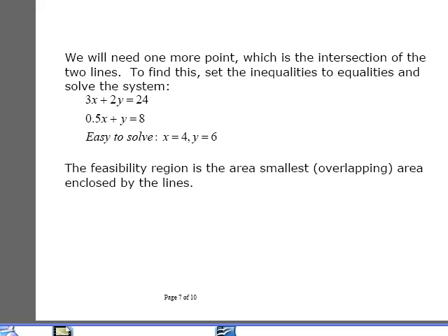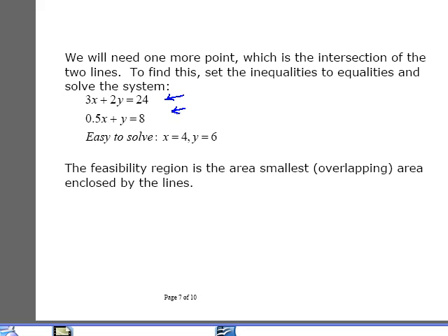We're going to need one more point, but you don't have to see if you need this point until you've drawn the graph. There's a homework problem where the lines never cross, or at least they don't cross in the first quadrant, so you don't need to find this. But say you needed to find the place where they crossed, you would make those two inequalities equalities, and you would solve them as a system.